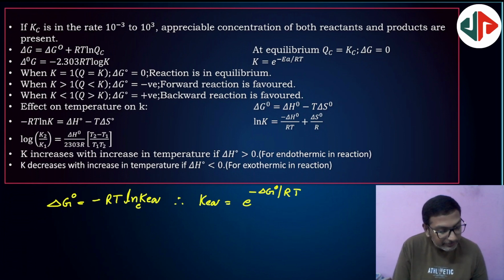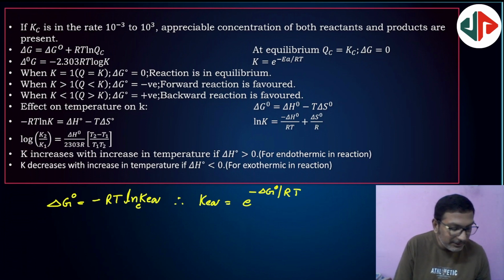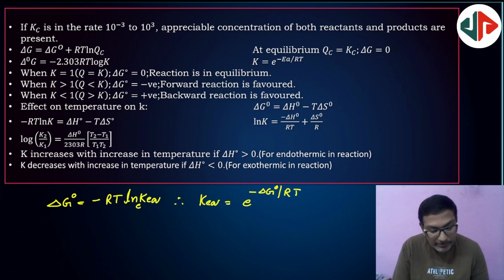Next, delta G naught equals minus 2.303 RT log K. If K equals 1, the reaction is at equilibrium. K greater than 1, forward; less than 1, backward. Next, the effect of temperature on the rate constant or rate of reaction: the expression is log K2 by K1 equals delta H by 2.303 R.